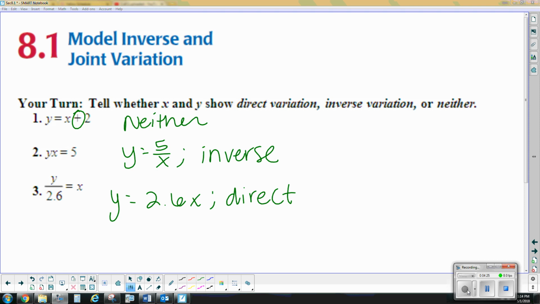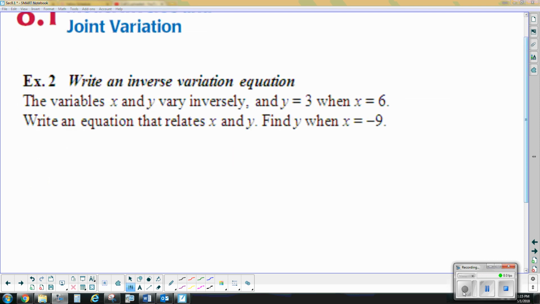So the first example, because we're adding x, it's neither. We're not multiplying, we're not dividing by x, we're adding. Number 2, if we rewrite it, we get y equals 5 divided by x. That's an inverse relationship. And number 3, if we rewrite the equation to have y equals, we have y equals 2.6 times x, which is direct variation. All right, now in this next example, we're writing an inverse variation equation. So again, inverse is y equals a constant over our independent variable.